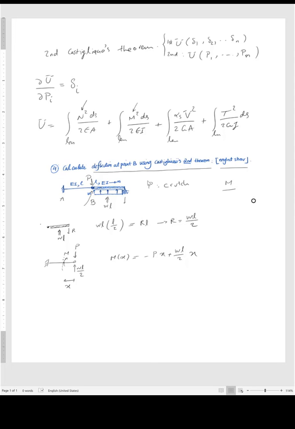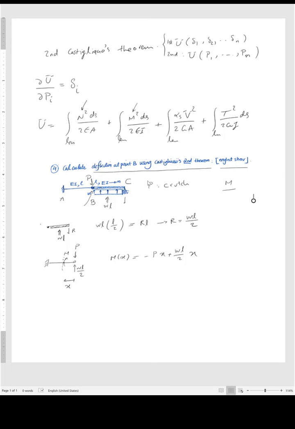What you might be asking is, what about the segment BC? If you look at the energy term, you see that EI is in the denominator, and since EI for this member goes to infinity, it has no contribution to energy because this term becomes 0. This integral becomes 0 because EI is in the denominator, so you can forget about this member for this problem.